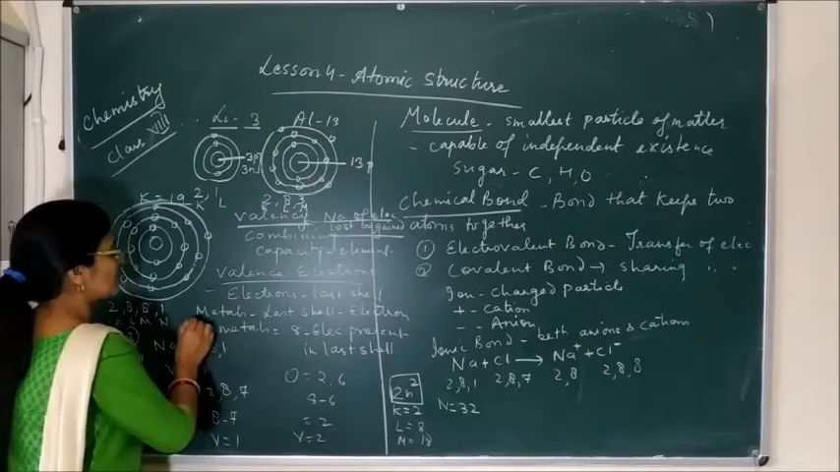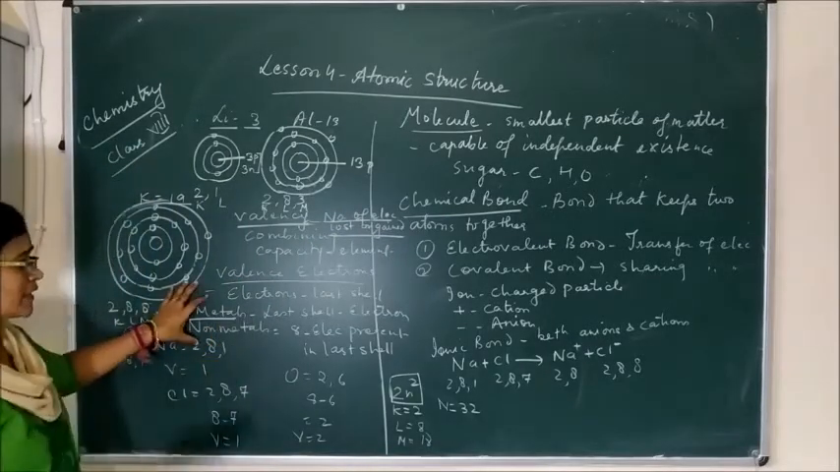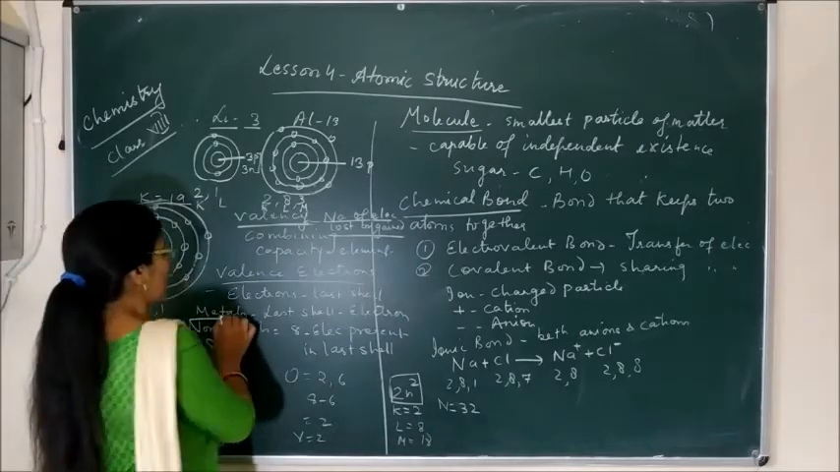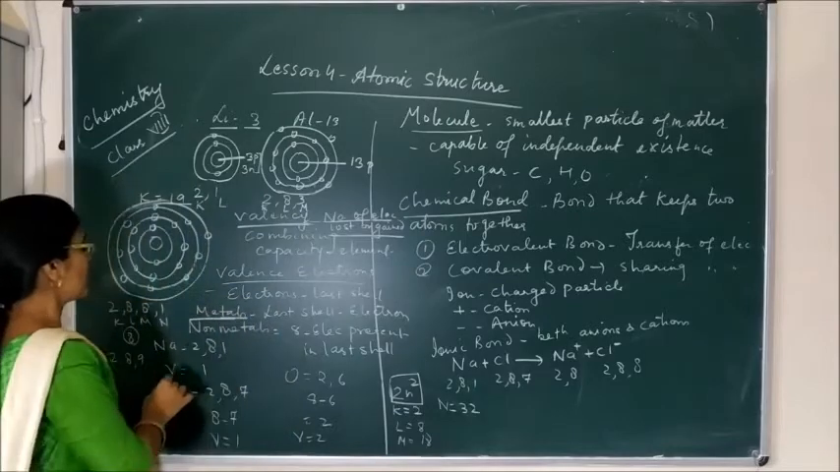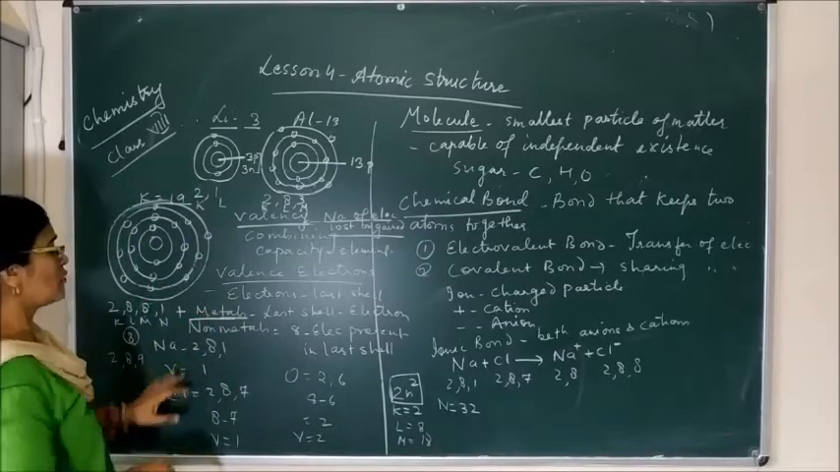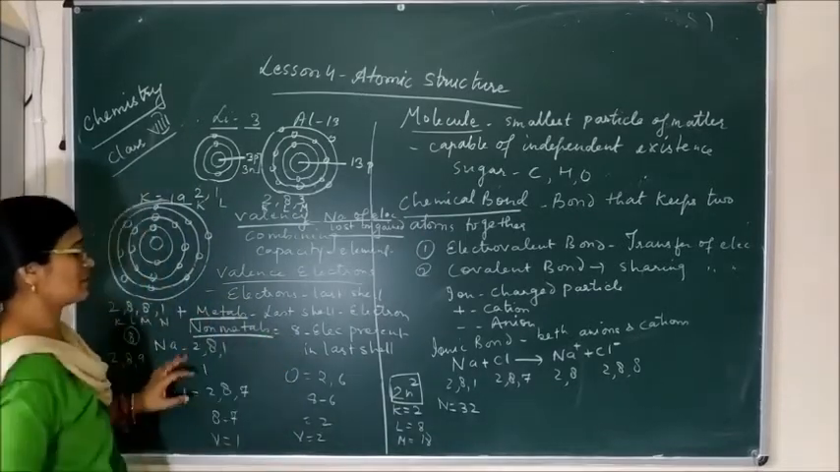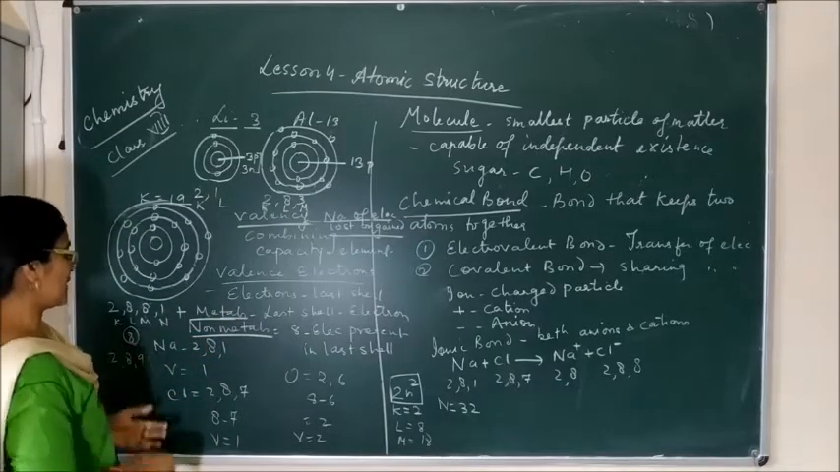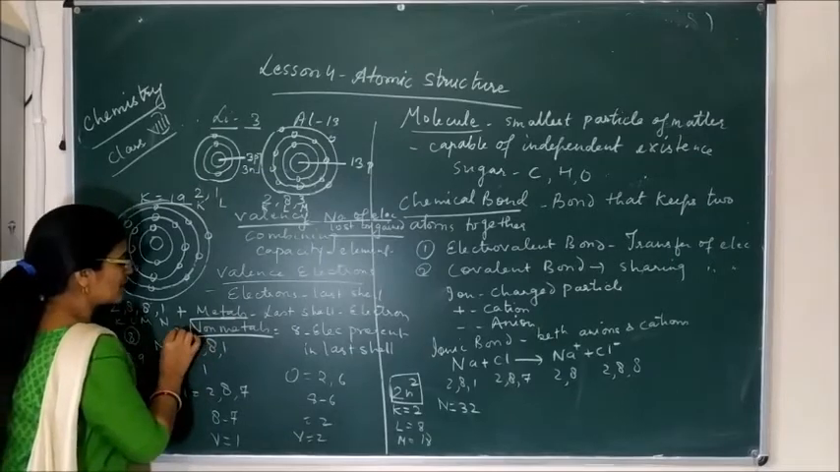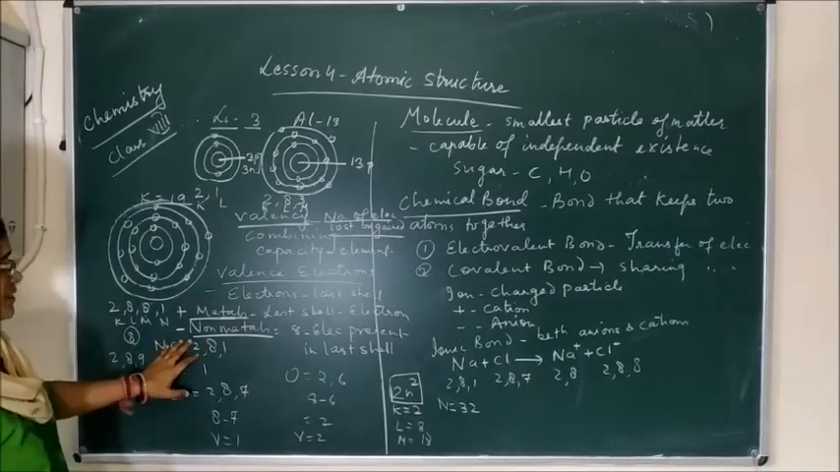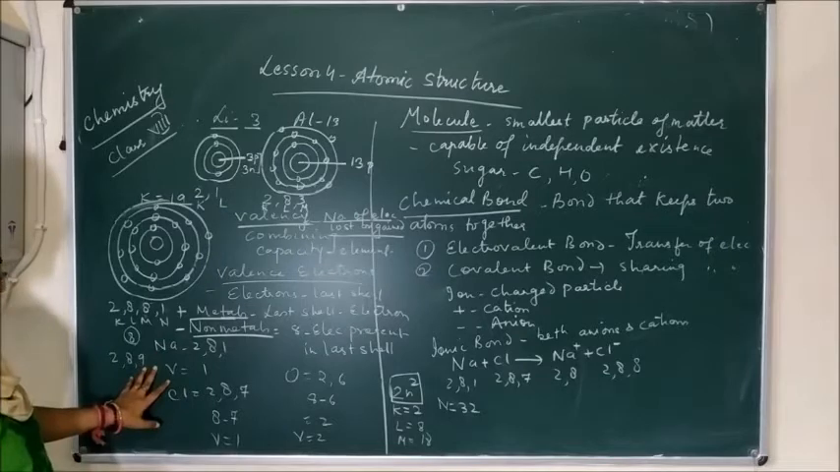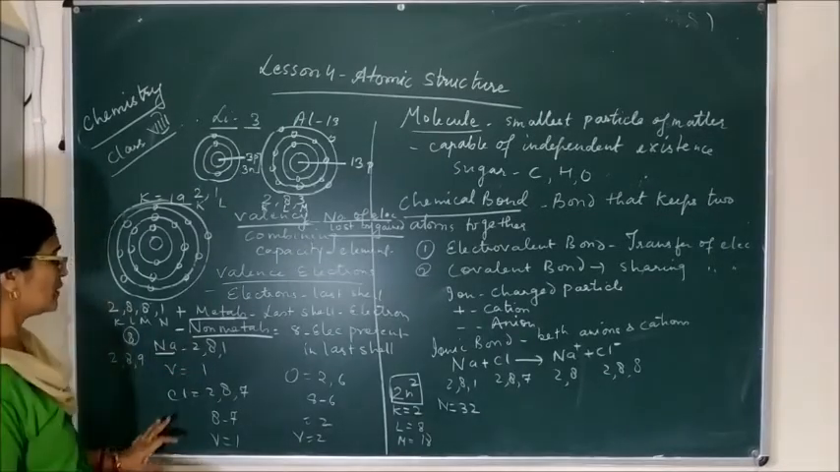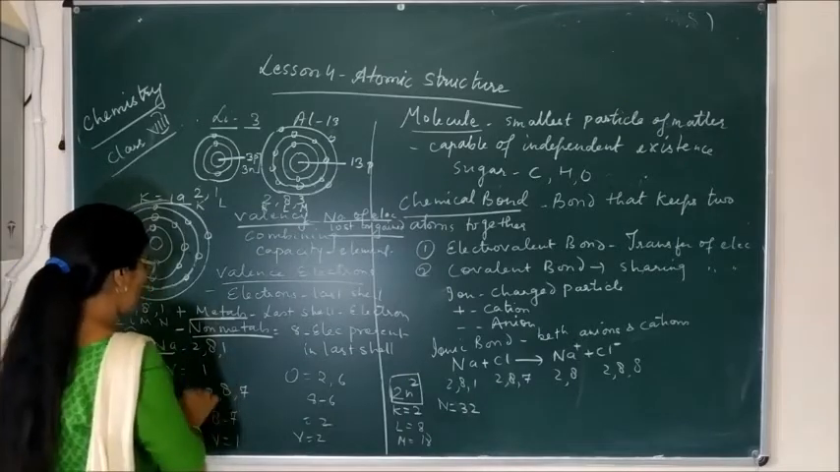We all know that metals always donate electrons, so here the electrons are lost. That's why metals have positive valency. Non-metals accept electrons, or we can say the electrons are gained from the metals, so non-metals always have negative valency. Here we can take the example of sodium, which is a metal, and chlorine, which is a non-metal.